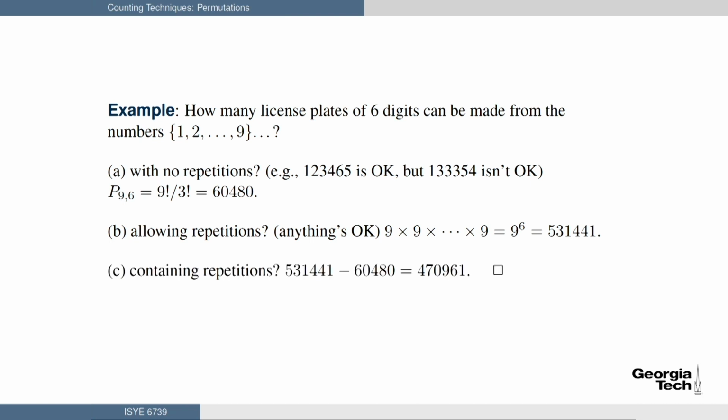Then I might ask, how many license plates of 6 digits can be made containing repetitions? And I'm also not allowing zeros anymore. And all that is, using the complement rule, just answer B minus answer A. Anything minus no repetitions. So that's 531,000 minus 60,000, and that turns out to be 470,961.